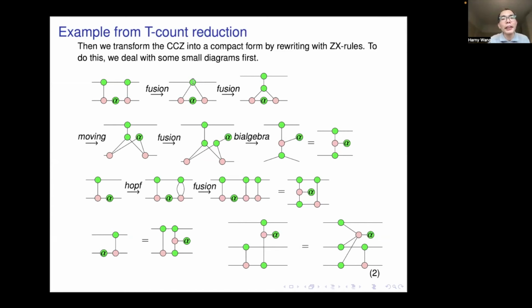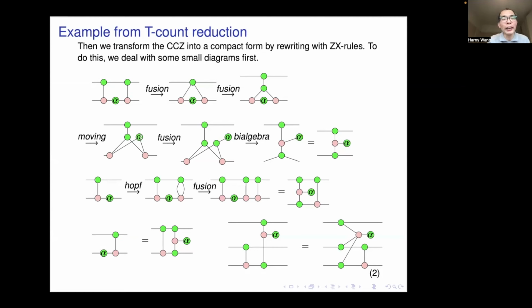I fuse them together, but I can also do the opposite. I can unfuse them. The fusion rule can be applied in reverse, and I can unfuse them in this way. It doesn't matter which way, I just unfuse them, and then I can move them freely. So I drag this alpha to this place.